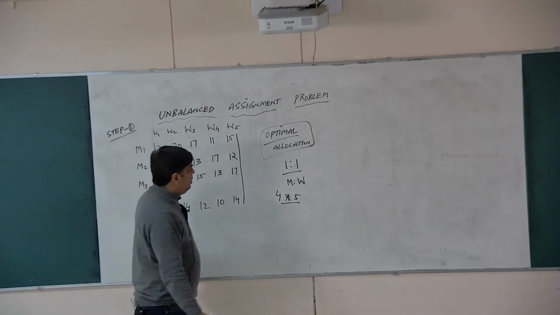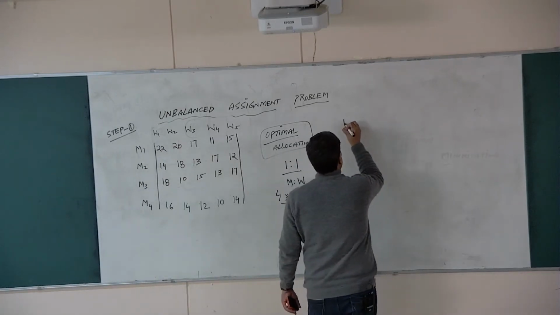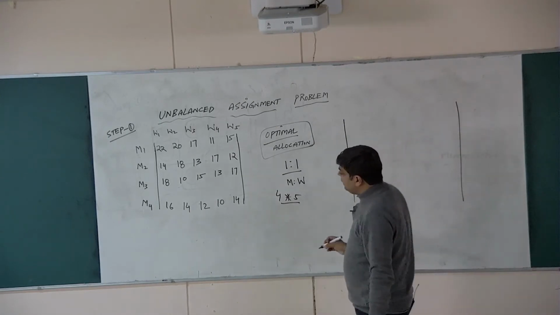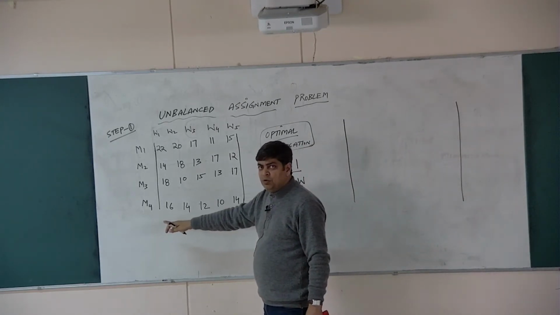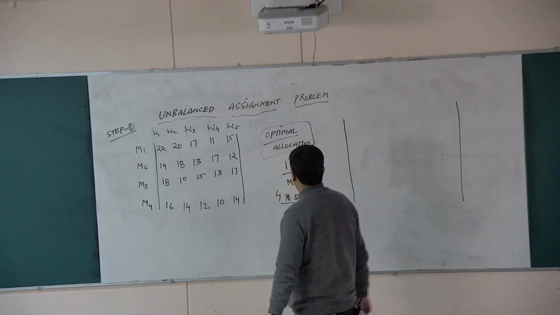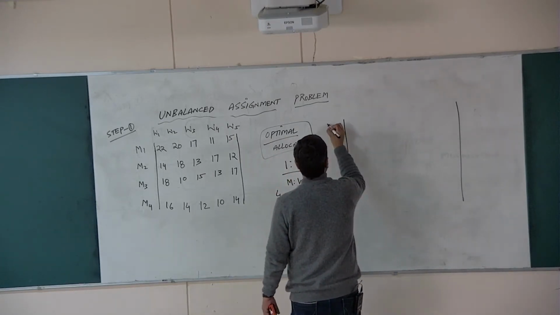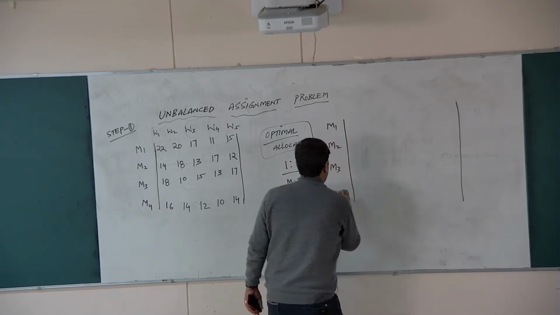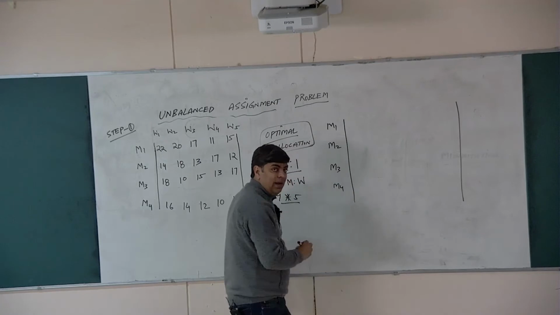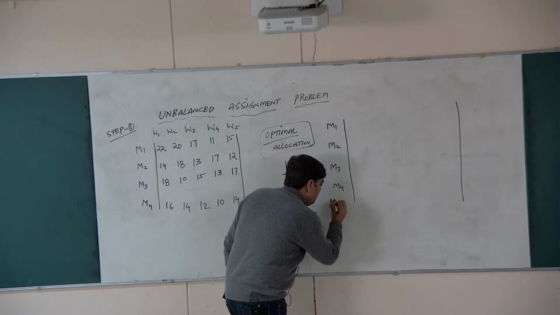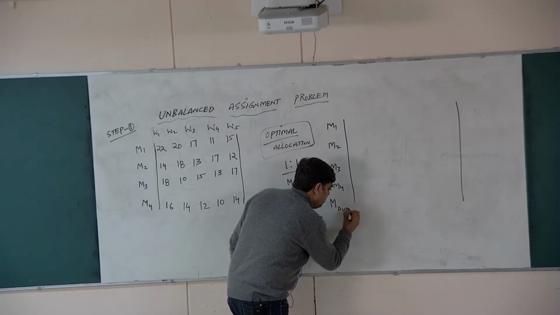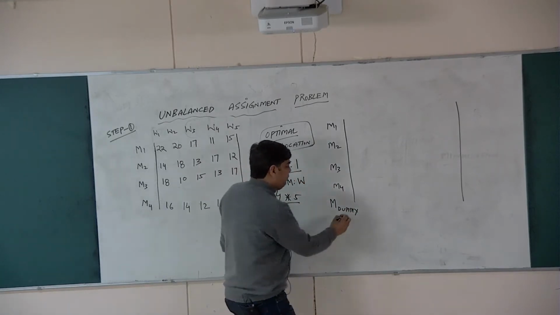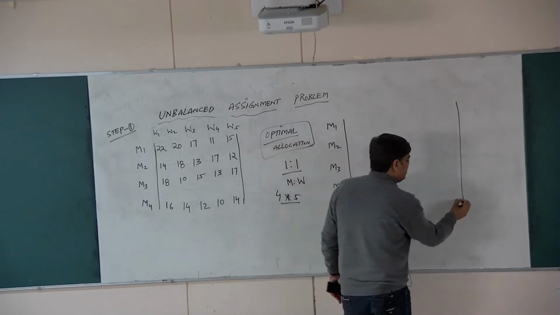So what we will do? We will introduce a dummy machine, that is M5. So I'll write here M1, M2, M3, M4 and I'll write here M dummy. It means it's a dummy machine which is used just to balance the matrix, just to solve it.